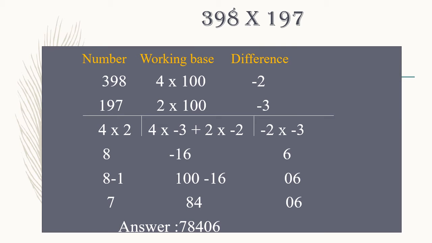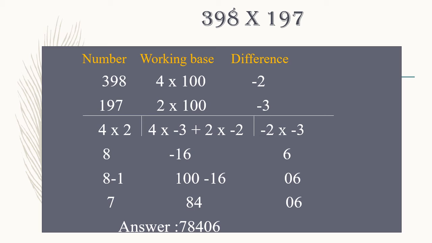Here is the second example, 398 multiplied by 197. For 398, we are taking the base 400, and for 197, we are taking 200. So for 400 we write 4 times 100, and 200 is 2 times 100. Now we have to find the difference. For 398, the difference would be minus 2, because if I subtract 2 from 400, we get 398, and for 197, it will be minus 3, because if we subtract 3 from 200, we get 197.